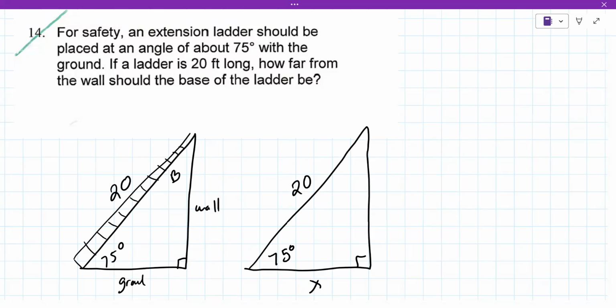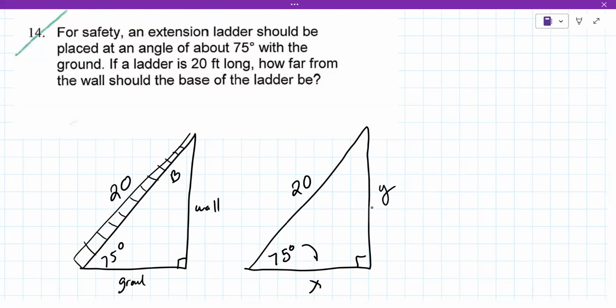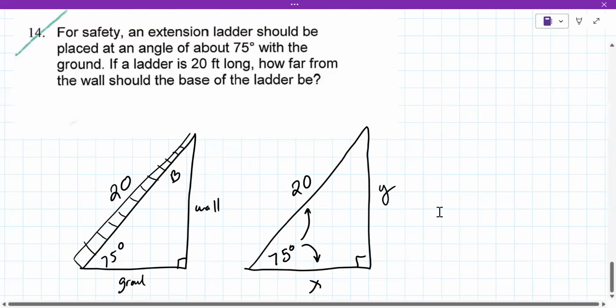One of the sine, cosine, tangent ones. Yep, you got to decide which one. Opposite and adjacent. So opposite to 75, though, would be up here, it'd be Y. Hypotenuse, adjacent. Yes. And which trig function is that?